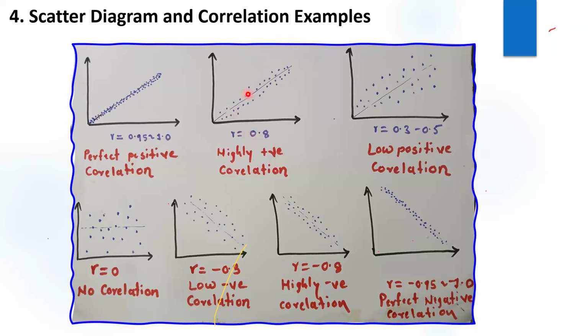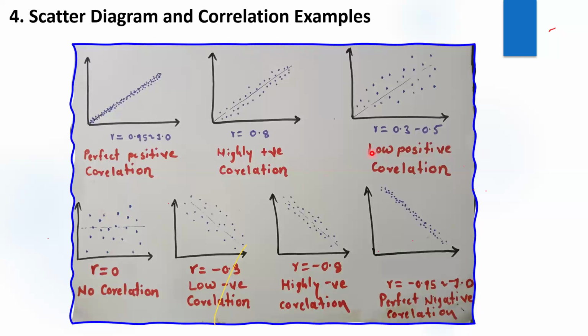So it is a highly positive correlation. When R is 0.3 to 0.5, then it is a very low positive correlation. Positive correlation because when X increases, Y is increasing, which is very low because the R value is 0.3. Now let's see diagram number 4. Here there is no correlation at all. R is equal to 0.